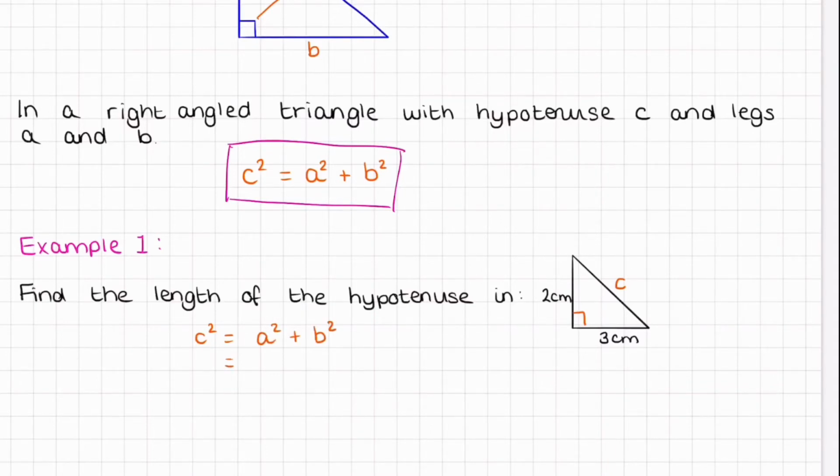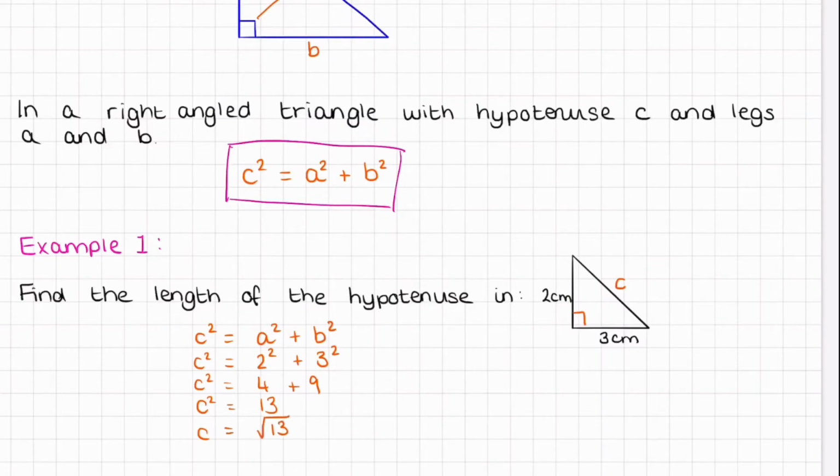Remember, it doesn't matter which way around you write a squared and b squared. I always like to do the smallest side first. I just think it looks nicer that way. Solve this. 2 squared is 4 plus 3 squared, which is 9. c squared equals 13, so c will equal the square root of 13.